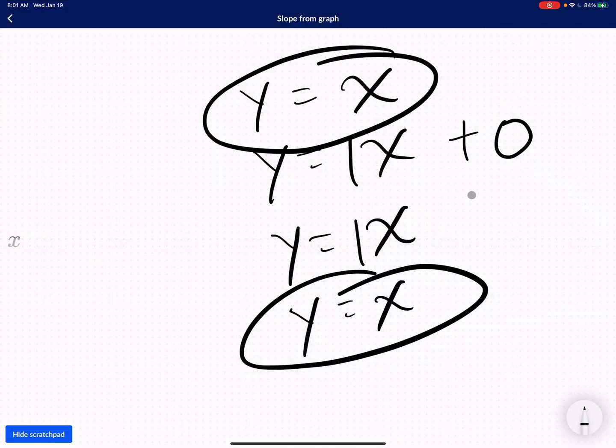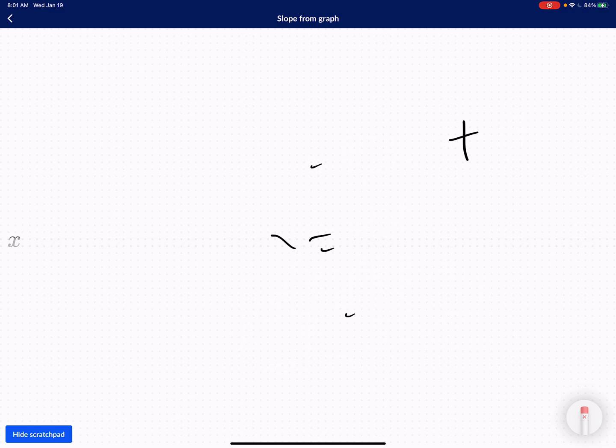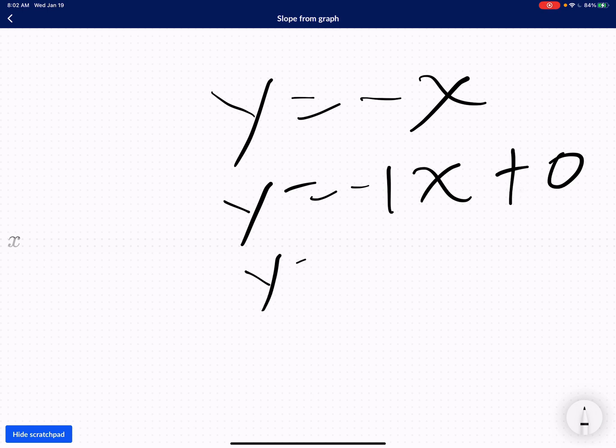So just remember that. And if you also see something like y equals -x, that's the same thing as y is equal to -1x plus 0, okay? Why? Because this negative actually means -1, okay? And -1x plus 0 is just -1x, and that's the same thing as -x, okay? So make sure you got that as well.